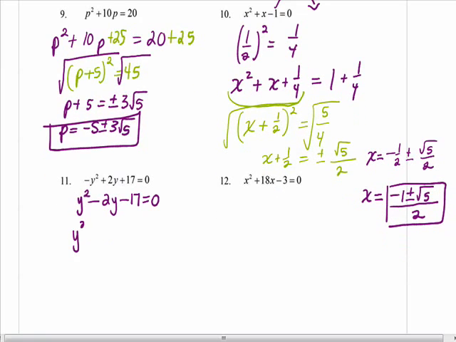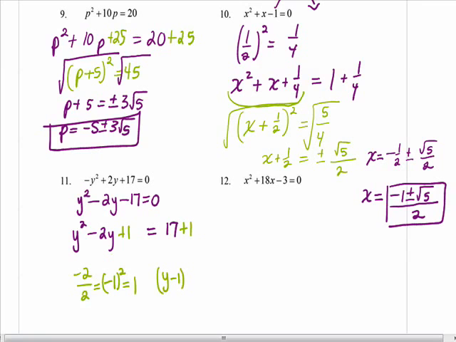So now I need to move my 17. I leave some space so I don't have to write it all over again. And my b value is negative 2. So negative 2 over 2 is negative 1. Then you square it and you get 1. So you have to add 1 to each side. And that's probably the most common mistake when kids are completing the square, is they don't add their b over 2 squared quantity to each side. All right, now go ahead and factor the trinomial.